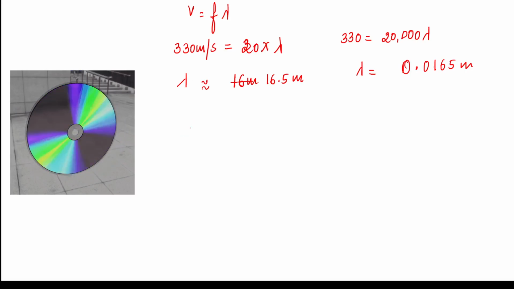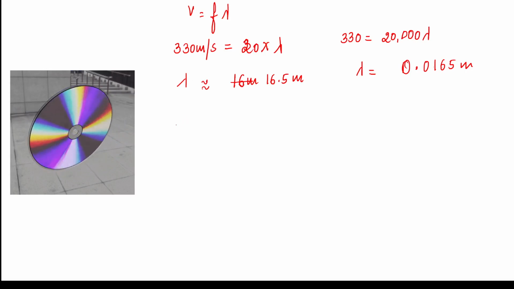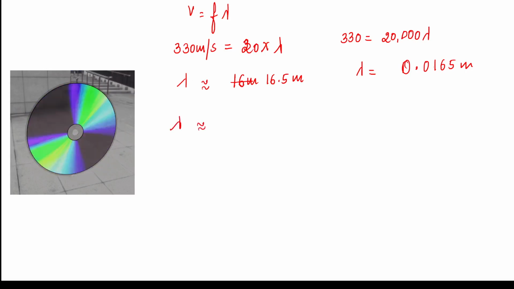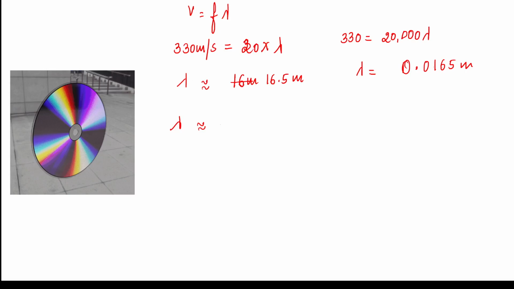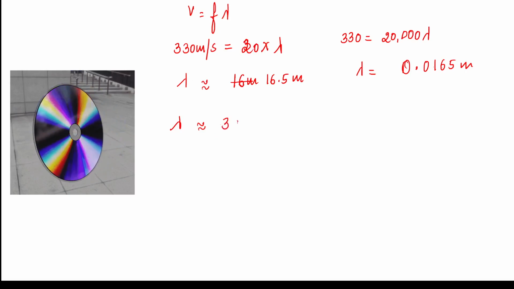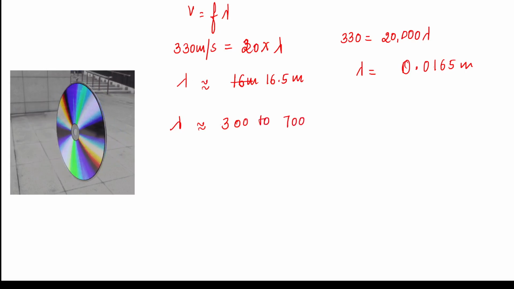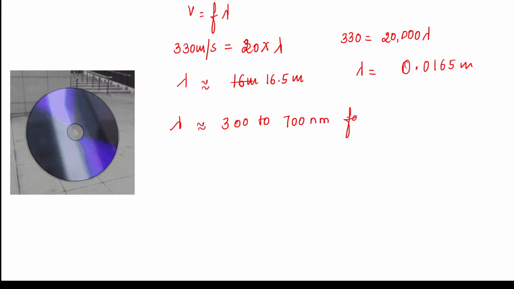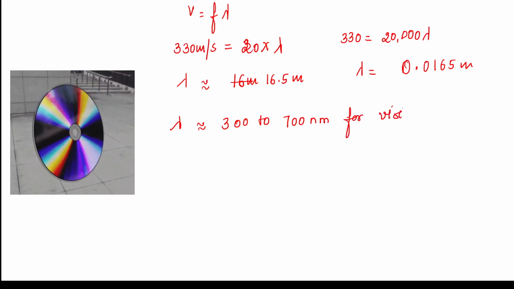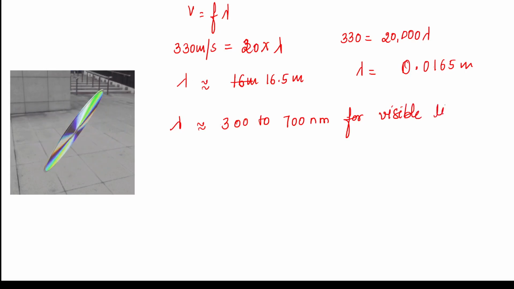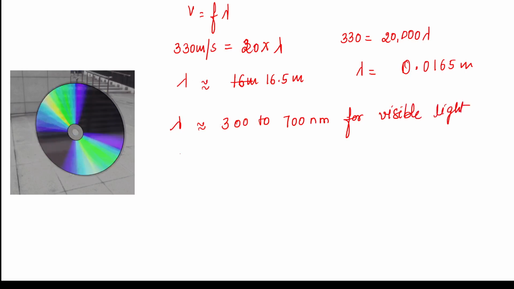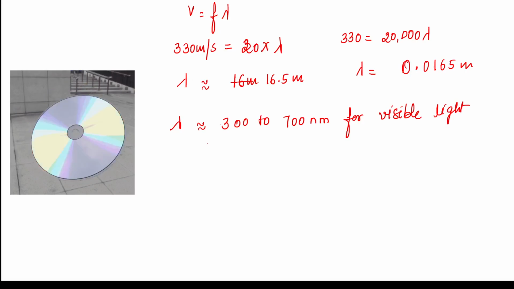But the problem with the light wave is that the wavelength of the light is in the range of around 300 to 750 nanometers. So it's around 300 to, let's say, roughly 700 nanometers. This is for visible light. Now, it is very difficult to get such openings in daily life. Your doors and windows are way bigger than that, so the light would not bend.